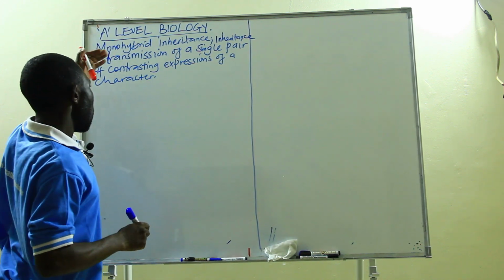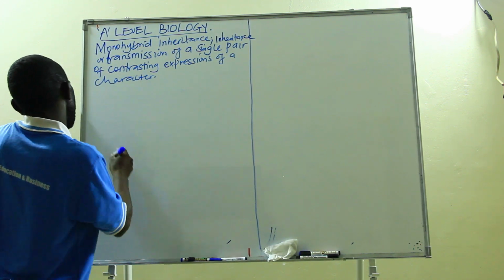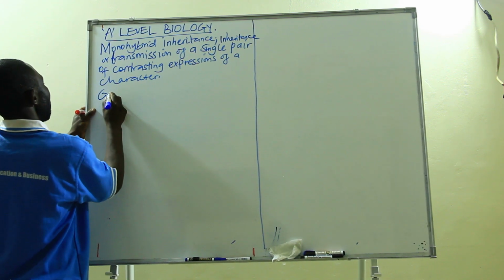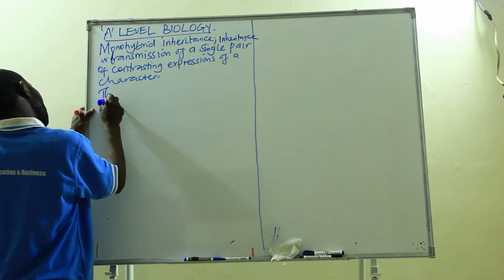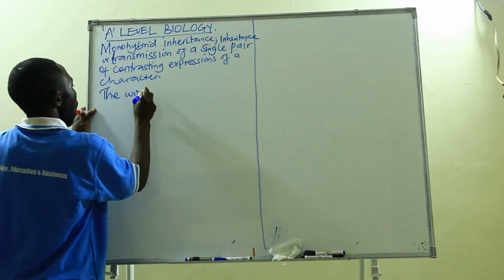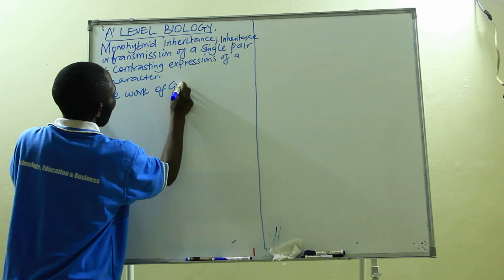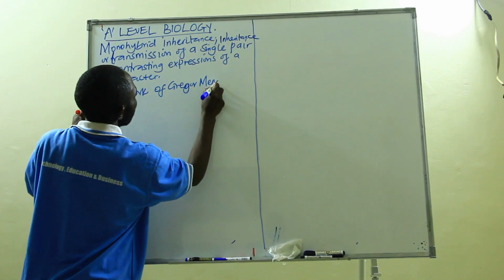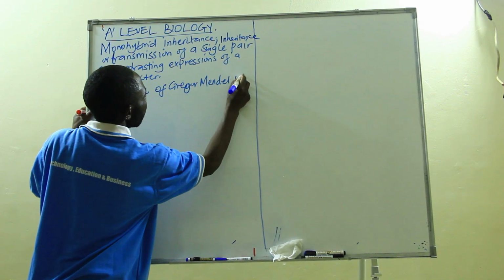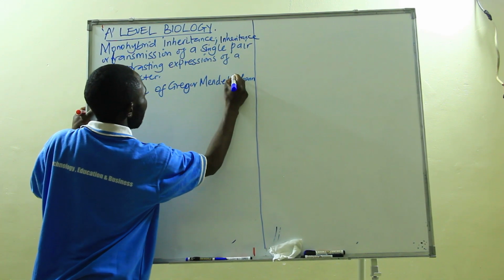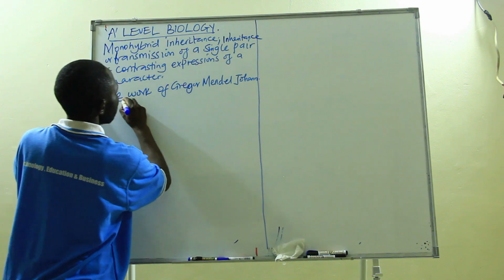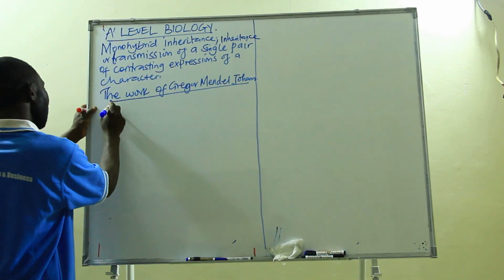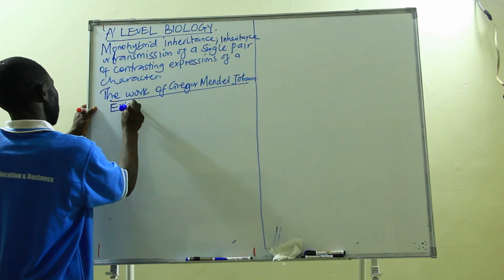So, monohybrid inheritance lies under the studies of Gregor Johann Mendel. The work of Gregor Johann Mendel. So how did he do his work? Experiment.